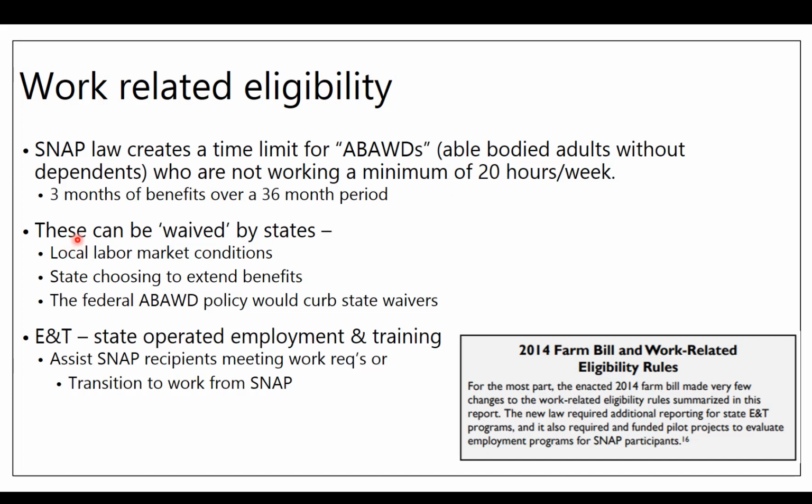Okay. These can be waived by states. So local labor market conditions, if you are in a region, and we're going to learn about this in our discussion session starting with the readings that are assigned on the 10th of April. Local labor market conditions, if you're in a high unemployment area, the state can waive it and extend you on SNAP. State can just make the choice to extend benefits or expand coverage, typically as sort of an economic stimulus approach.